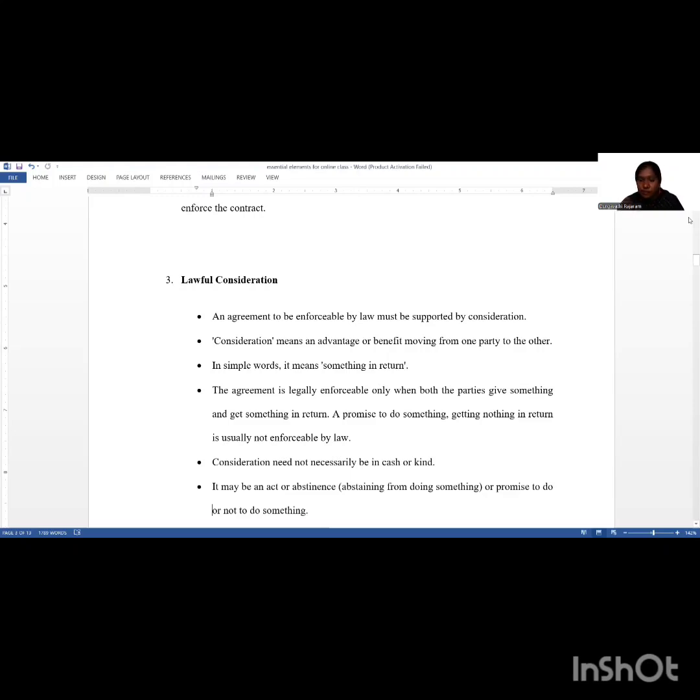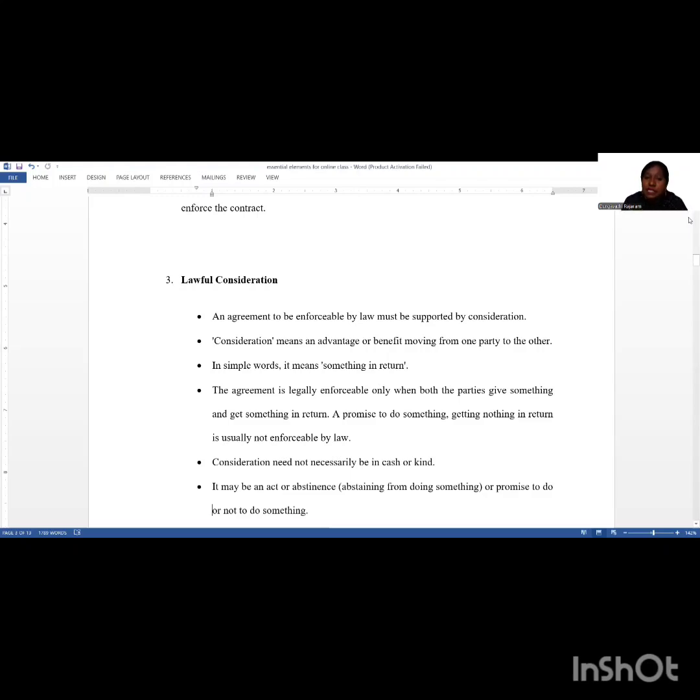For example, if A is a painter, he's painting for B's building. So A is benefited by getting money. B is benefited by the painting process. So both the parties will be getting something in return.